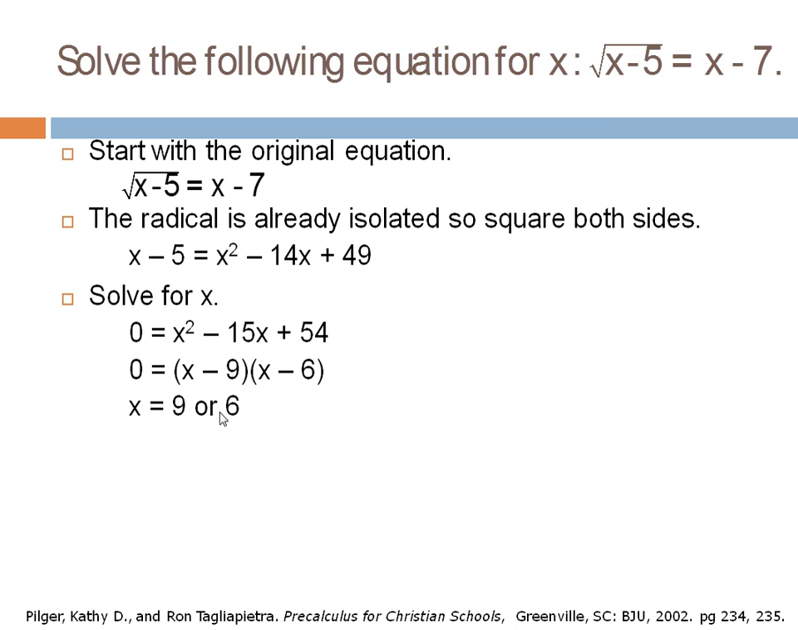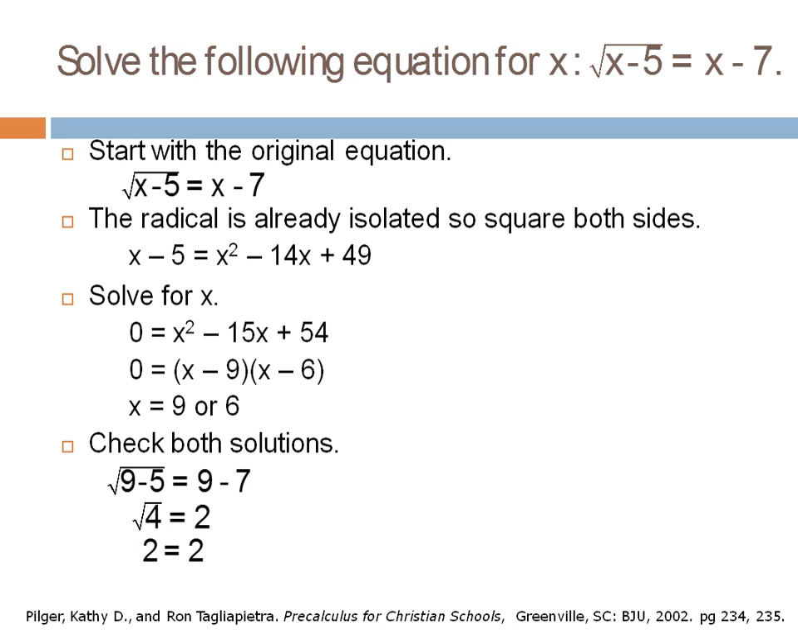Now let's go ahead and check our answers. We'll plug 9 in. Square root of 9 minus 5 equals 9 minus 7. 9 minus 5 is 4, square root of 4 is 2, 9 minus 7 is 2. And so it works there. So 9 works. Now check 6.